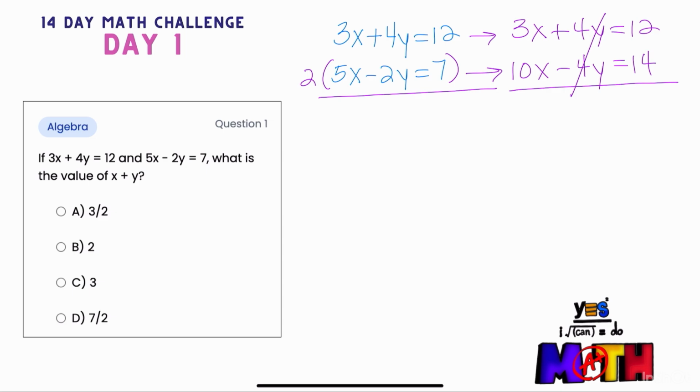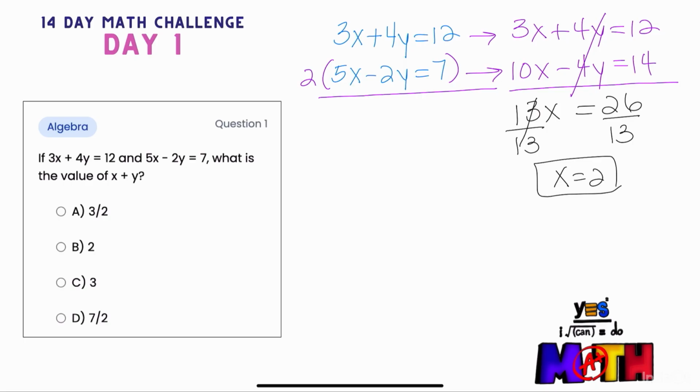When you do elimination, you're basically adding. So this is addition. Now I'm going to add: 3x plus 10x is 13x, equal to 26. If I divide by 13, I can tell that x is going to equal 2. I'm going to take the time now to substitute back into an equation. Any equation is just fine.